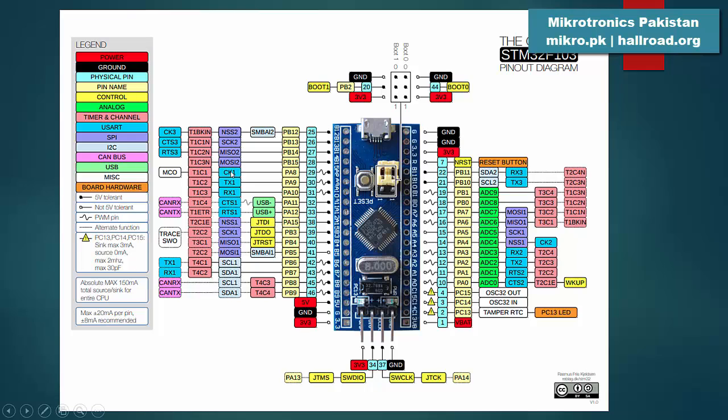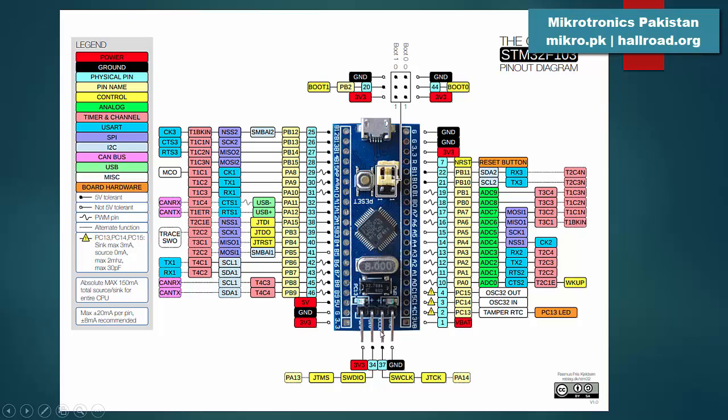These are the various other tasks or functions that are associated with these pins. Like this PB13 pin also acts as serial clock 2, and it can also act as T1C1N and CTS3. These are various functions which are written in the data sheet, and we will come across those later on.